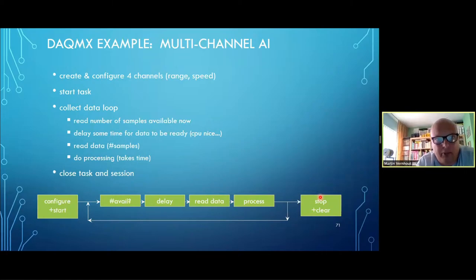All right. Short sidestep for DAQmx. We have a couple of examples ahead of us. They will start by configuring a channel, then checking how many samples are available. If there are not enough samples available, we're going to delay for some time, then read the data and process it. That's a simple loop, and it looks a bit like this.